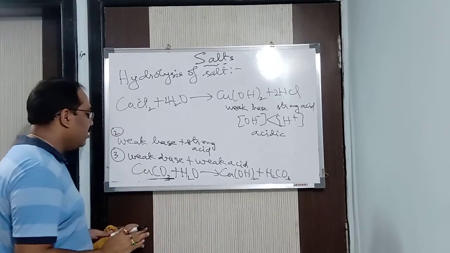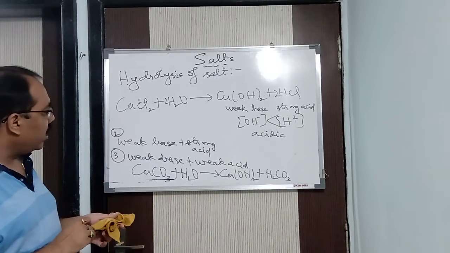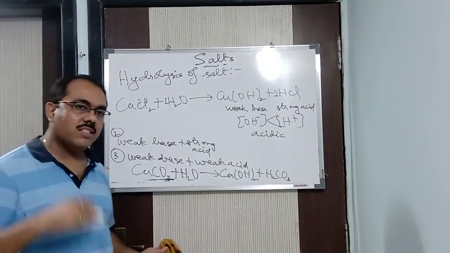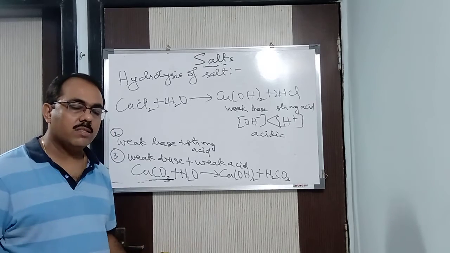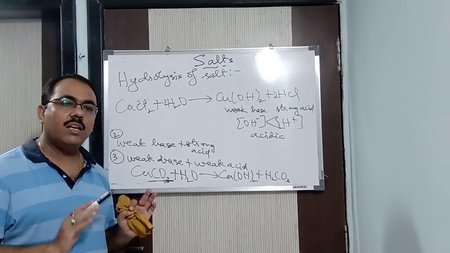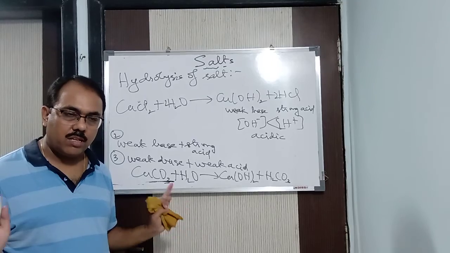So the resultant solution can be either acidic or basic, but here it is very crystal clear. So hence we are having three categories: strong acid weak base, strong base weak acid, and weak acid weak base. Strong acid and strong base never undergoes hydrolysis. I think it's clear. Thank you.